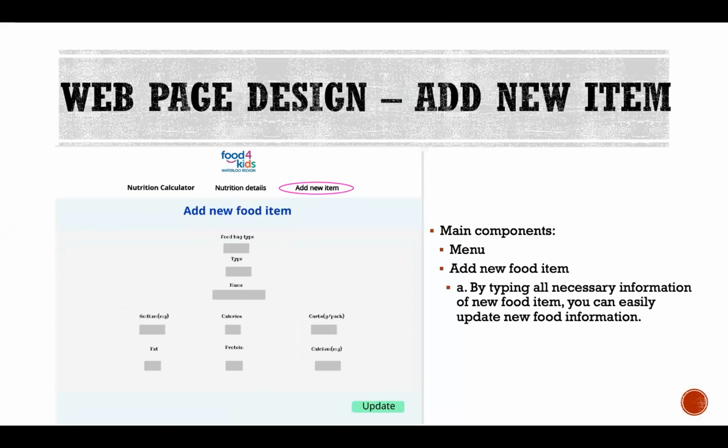The last page is called Add New Item. Here you can find a form which requires you to fill in the food bag type, food name, and all nutrition details such as sodium, fat, calories, and so on. Once you fill in all these required fields, you can simply click on the Update button, so the information will be updated to the database. You can access and see this updated information on the nutrition details page.